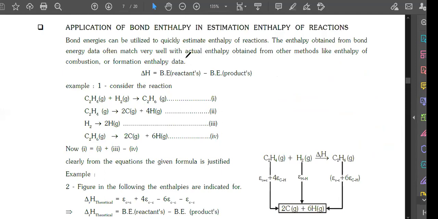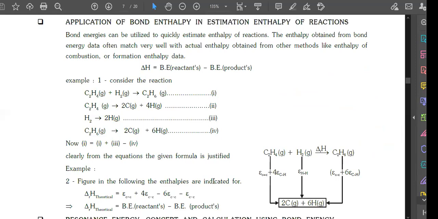Okay, so I can say that when you talk about reactant, this is E, bond energy of CC bond plus 4 into bond energy of CH bond, plus bond energy of HH bond, minus bond energy of 6 CH bond and CC bond. Here H2 is missing, E, HH is missing. It might be 0, but we don't know.